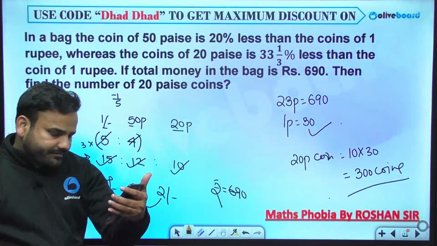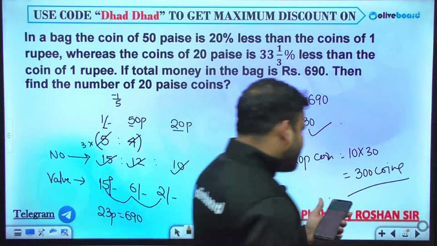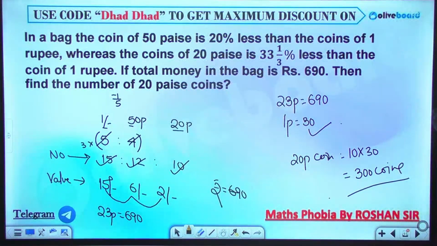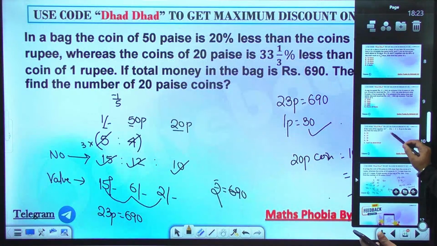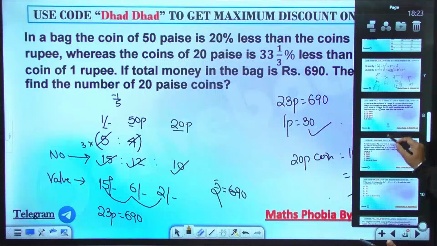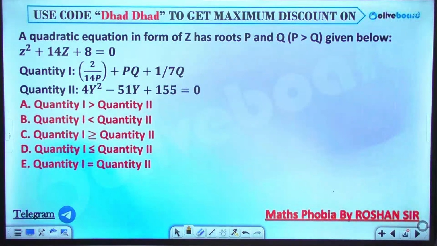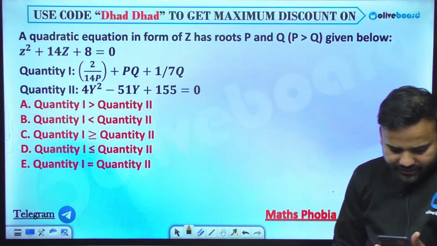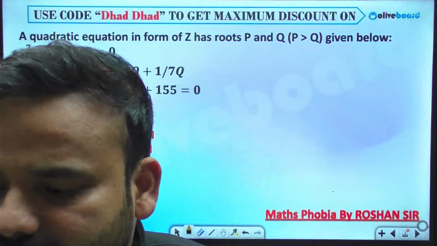Is it clear everyone? Is it clear? If it is clear, tell me quickly. Is it clear? Excellent. Okay, let's do this question. Quantity oriented. Clear. Very good. Let's do this question of quantity oriented.